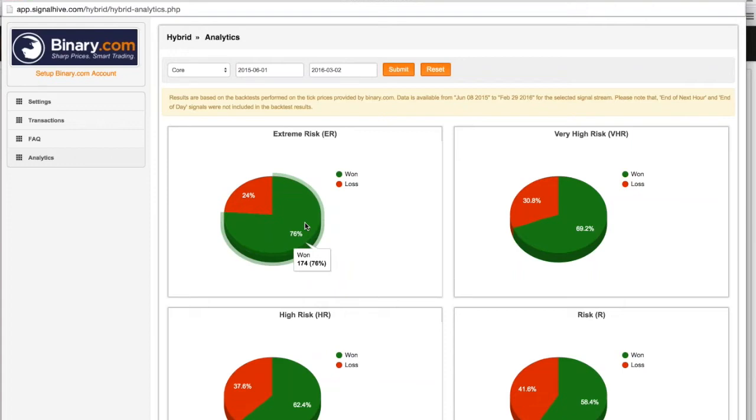There are 22 business days in the month, right? We don't have signals on the weekends. So if you take 22 business days in the month, about a signal a day, that's roughly core's frequency. So let's pencil in 25 signals a month from core, okay? And we can leave it on the ER setting.